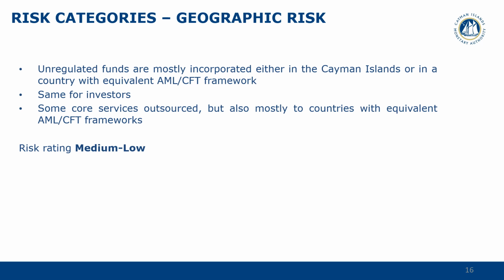So having considered all of those factors, the overall risk rating for geographic risk was considered medium-low. This took into account that unregulated funds are mostly incorporated either in the Cayman Islands or in a country with an equivalent AML CFT framework, and this was the same for investors. Where core services were outsourced, this was also mostly to countries with equivalent AML CFT frameworks, and as a result that rating was deemed medium-low.